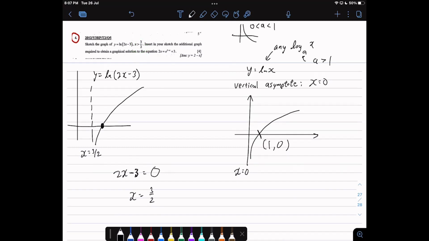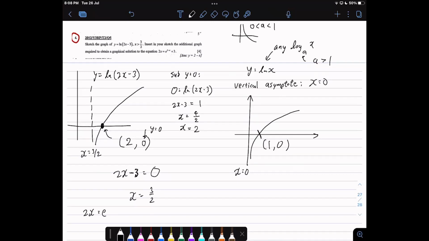But what's the intercept here now? Because it's the x-intercept, y equals 0. So we just need to sub y equals 0. 0 equals ln(2x minus 3). So e to the power 0, or in other words, 2x minus 3 equals 1. Solve for x, you get 1 plus 3, 4, 4 divided by 2. 2, 0. Okay.